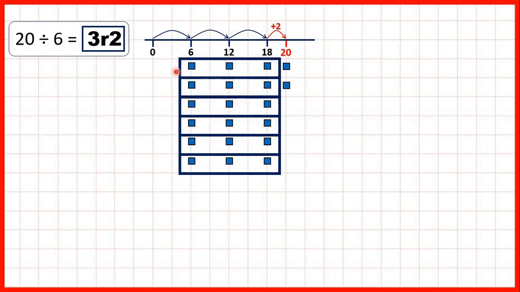Or looking at it the other way, we've divided 20 into 6 groups. We have 3 counters in each group and 2 that we can't share out. So that's why we have 3 remainder 2.